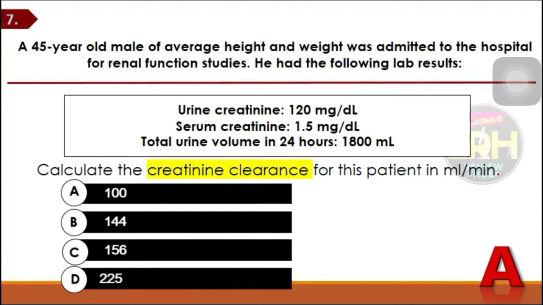Remember, clearance is the volume of plasma that contains the same quantity of substance that is excreted in the urine in 1 minute. This creatinine clearance is calculated as the ratio of the urine creatinine to plasma creatinine in milligrams per deciliter.